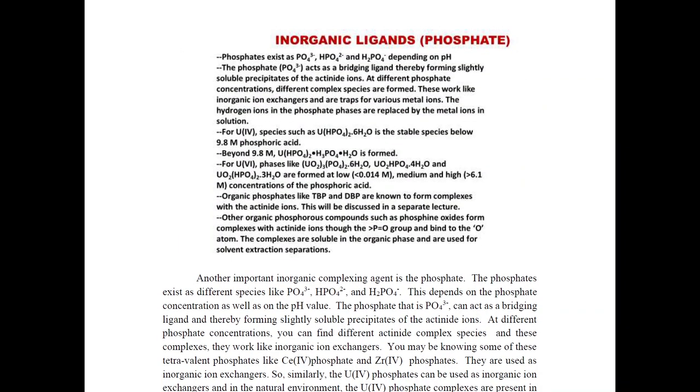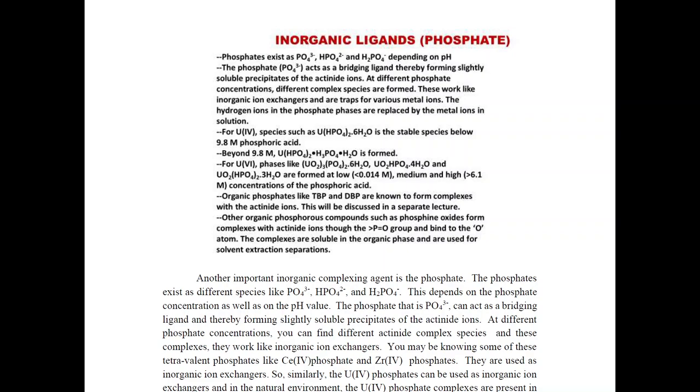Now, if we talk about phosphates, they exist as PO4 3-, HPO4 2- and H2PO4-, depending on pH. The phosphate acts as a bridging ligand, thereby forming slightly soluble precipitates of actinide ions at different phosphate concentrations. Different complex species are formed. These work like inorganic ion exchangers and are traps for various metal ions. The hydrogen ions in the phosphate phases are replaced by the metal ions in solution.